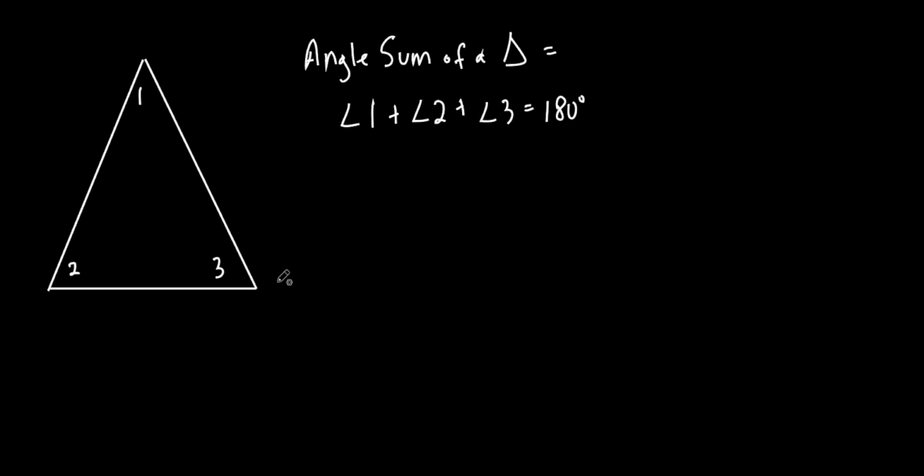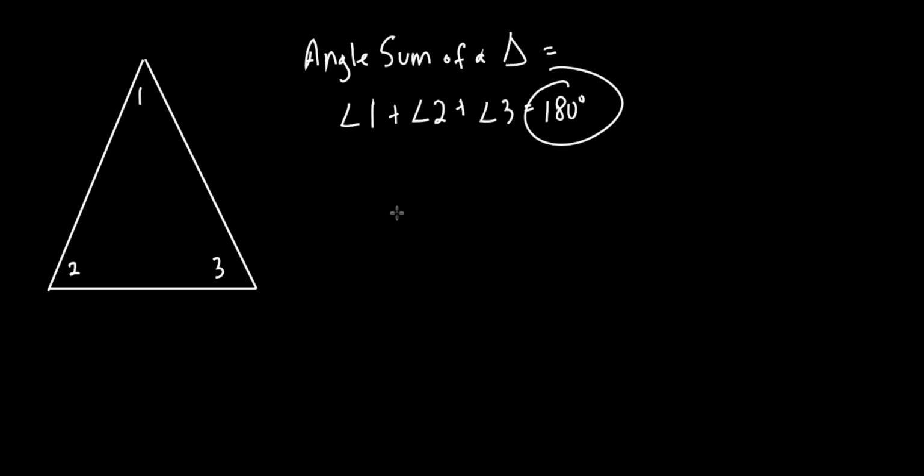Doesn't matter if it's a right triangle. Doesn't matter if it's an obtuse triangle. No, it doesn't matter. Doesn't matter if it's equilateral. Doesn't matter if it's isosceles. Any triangle in the world that you can draw is going to have an angle sum of what? 180 degrees. That's going to be key to what we're going to do here in a minute. So that's very, very important. That's an angle sum.